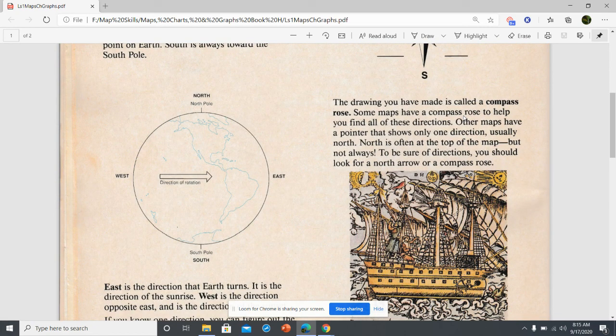The drawing you have made is called a compass rose. Some maps have a compass rose to help you find all these directions. Other maps have a pointer that shows only one direction, usually north. North is often at the top of the map, but not always. So be sure of the directions. You should look for the north arrow or compass rose.